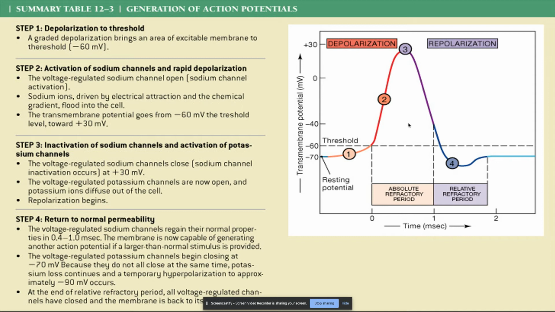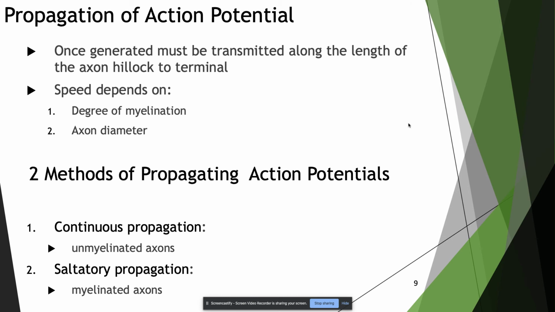And this is just a summary of what we just talked about in the generation of action potentials. So the events that generate an action potential take place in a small portion of the total plasma membrane surface, but unlike graded potentials, which diminish rapidly with distance, action potentials spread along the entire excitable membrane.